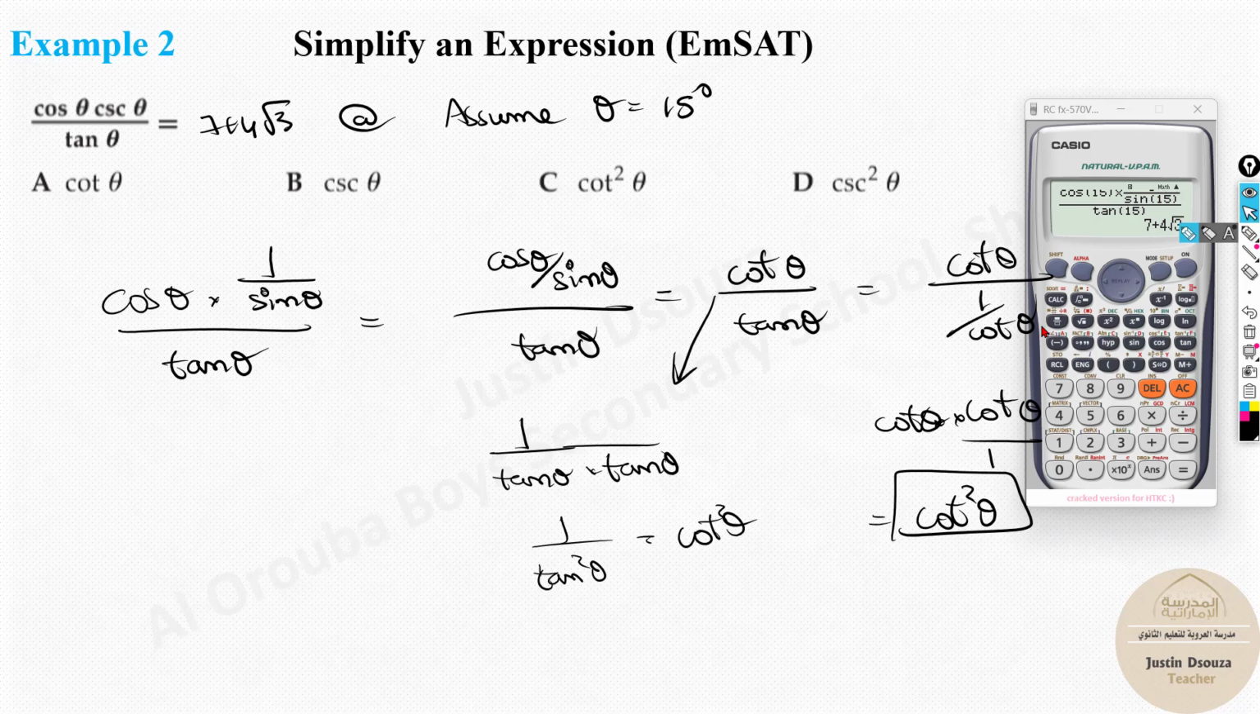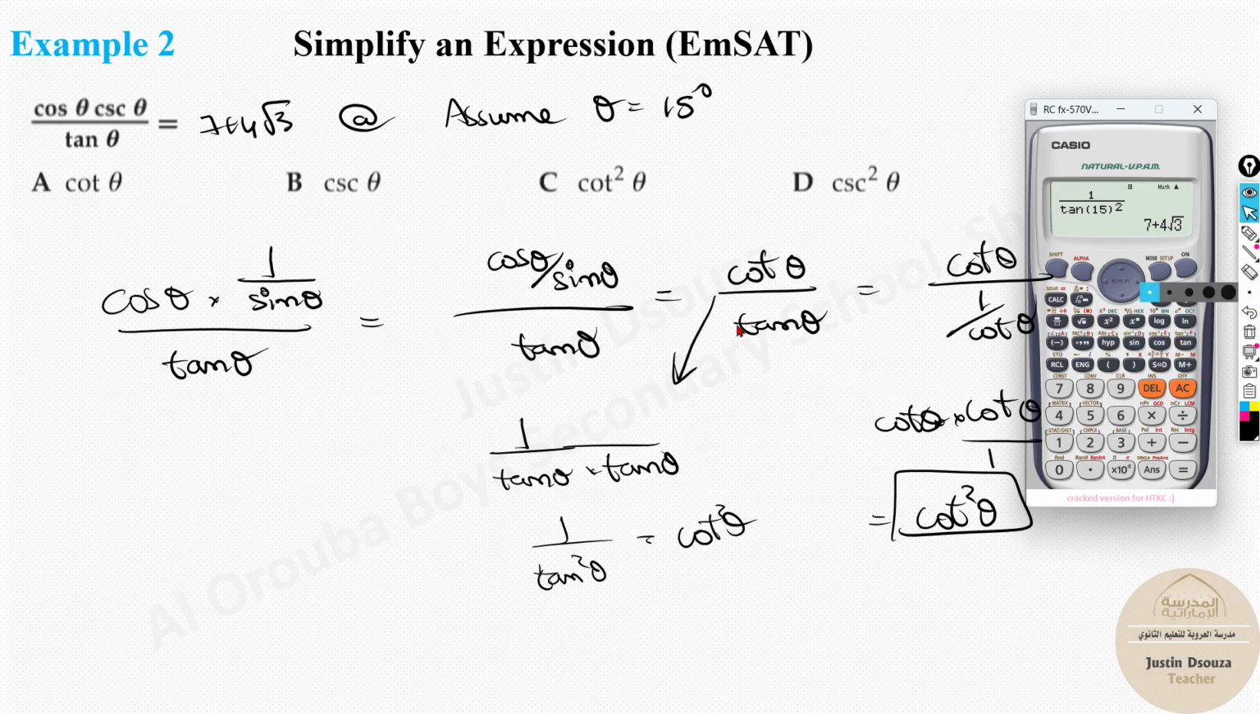Now let me substitute and solve for all these. What is cot? 1 by tan, and the angle I considered was 15 degrees. Is it the same? No. Let me change this. From here, let me go to cosecant. Cosecant means it's 1 by sine. Is it the same answer? No. And let me do 1 by tan square. I need to square it whole. Go over here, or you can put the brackets and square.